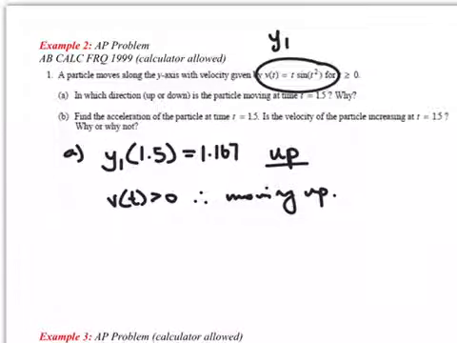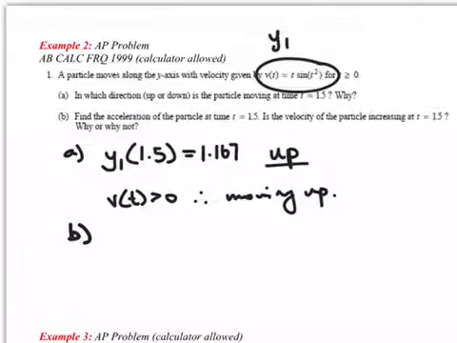Okay, in part B it says find the acceleration of the particle at time t equals 1.5. So I'm going to use math 8 for that. Is the velocity of the particle increasing at 1.5? Why or why not? Okay, so I'm going to find the velocity at 1.5. If that is also positive, the velocity will be increasing. If it's not, then it won't. So I'm going to go off camera here, use my calculator for a moment, be right back.